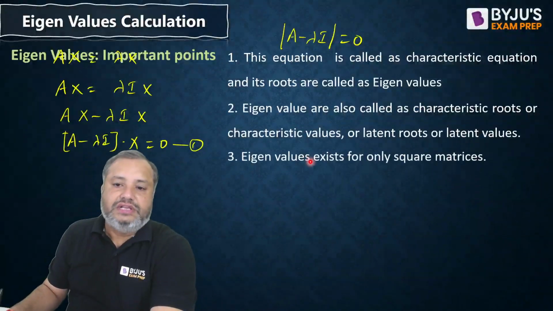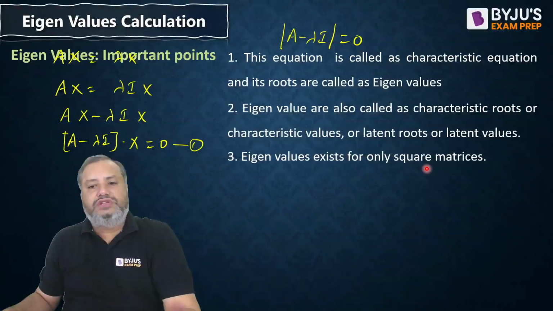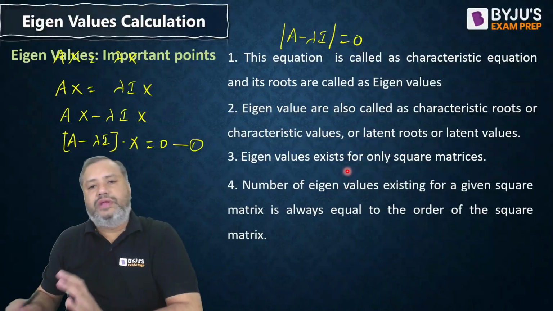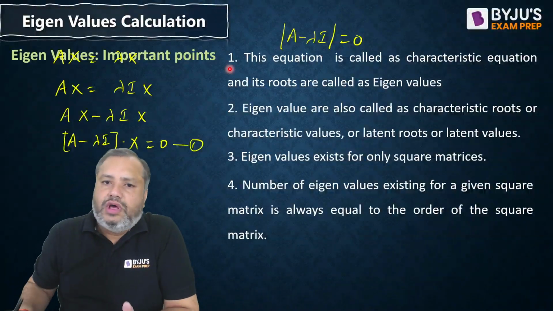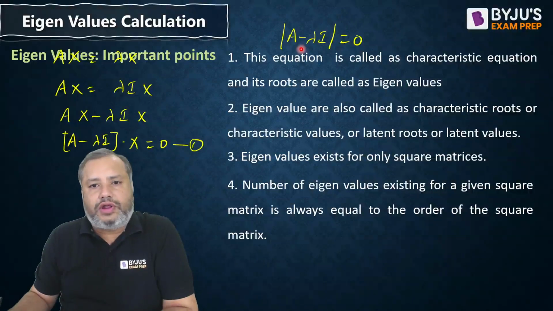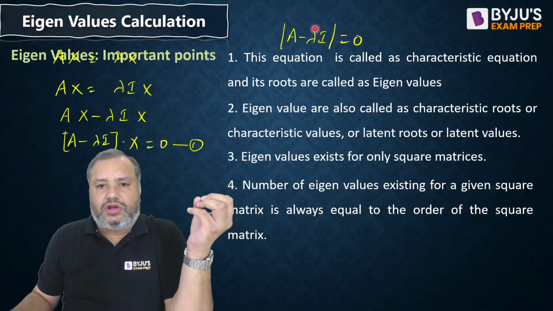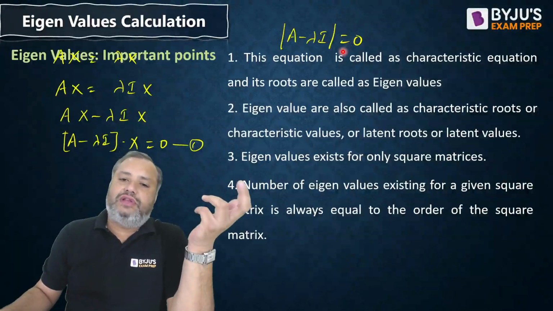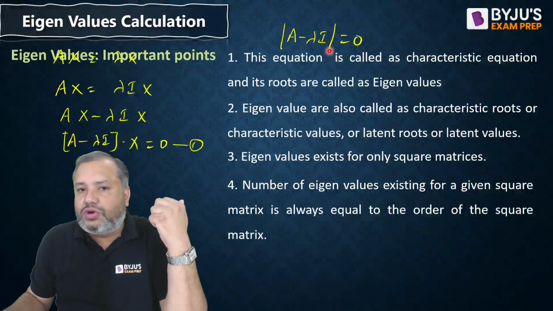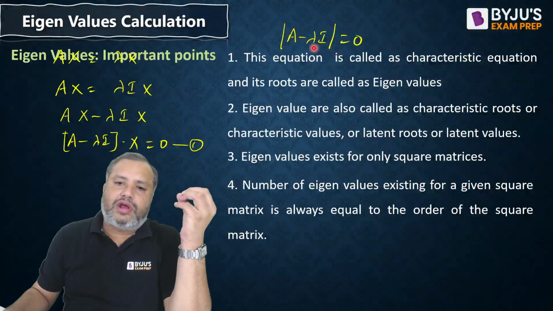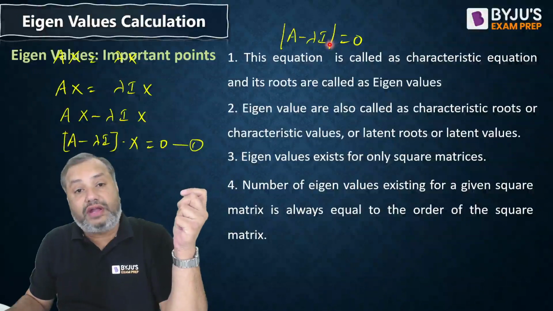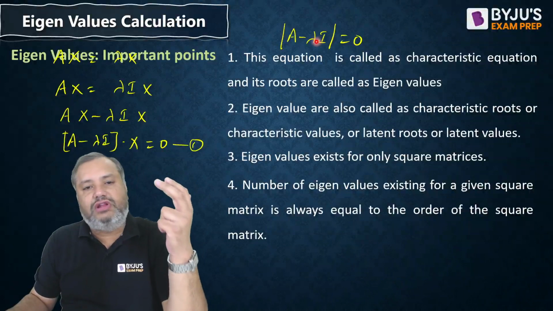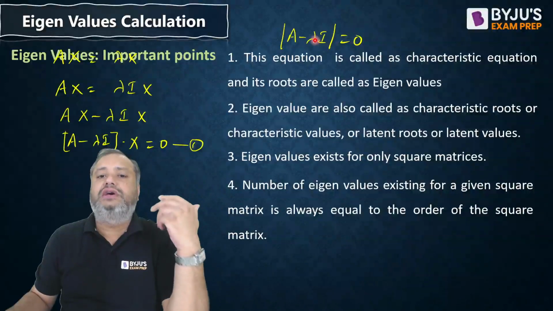Few more points. The concept of eigenvalues, as I already told you, is valid only and only for the square matrices. Students, how many eigenvalues will exist? As I told you, the number of eigenvalues depends on the order of this equation. So if A is a 3 cross 3 matrix, then definitely this will be a cubic equation, hence it will have 3 roots. So ultimately I can say that the number of eigenvalues existing for a given square matrix will be exactly equal to the order of that matrix. So if you are having a 2 cross 2 matrix, it will have 2 eigenvalues. For a 3 cross 3 matrix, 3 eigenvalues, and so on.